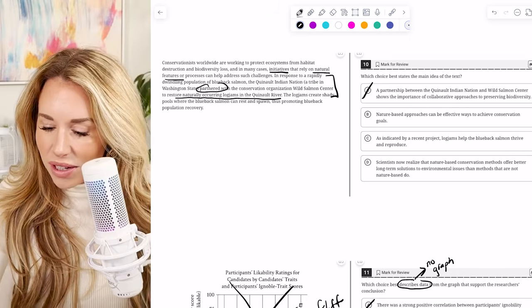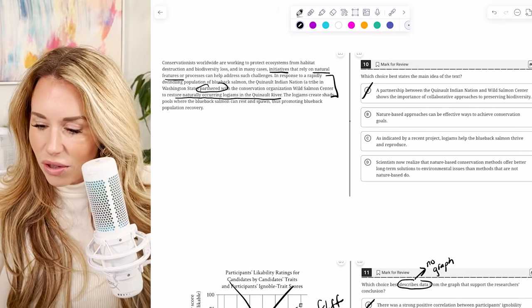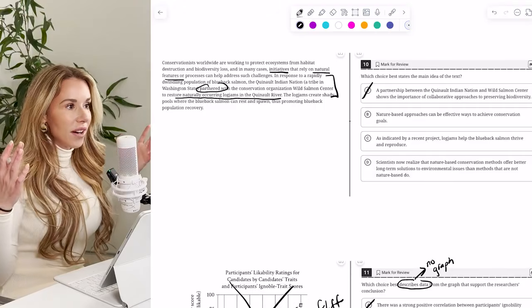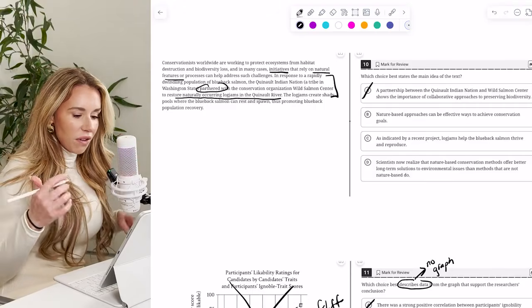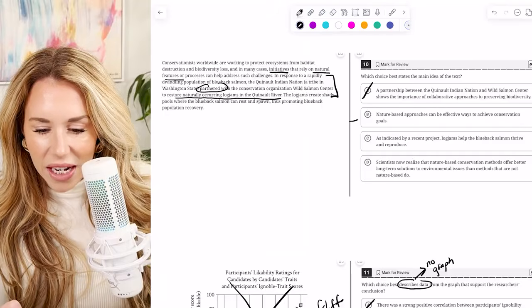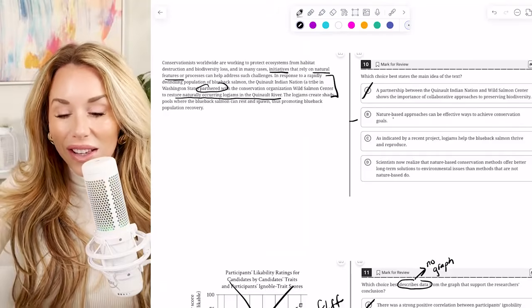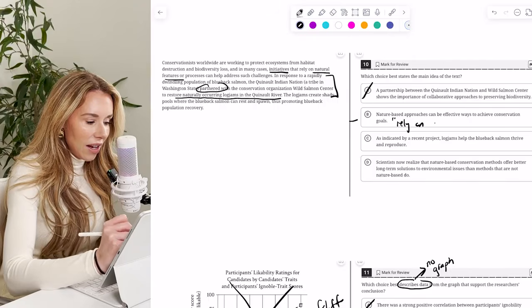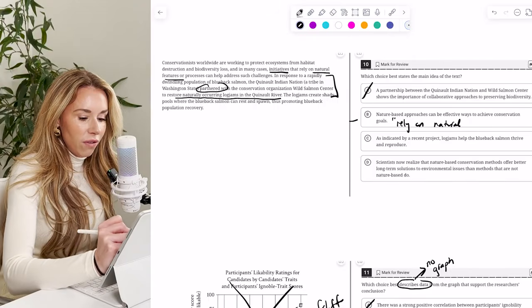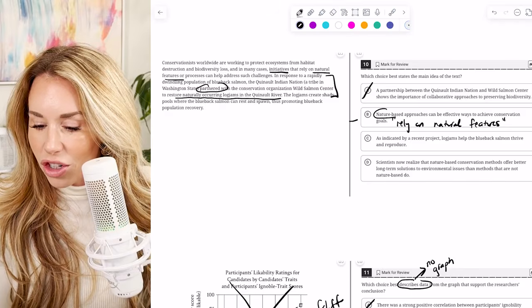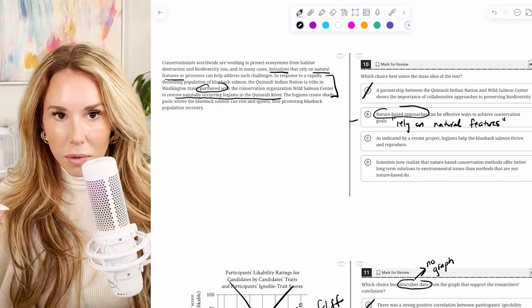B says nature-based approaches can be effective ways to achieve conservation goals. That sounds like a broader statement. I like that more for a main idea. And that's exactly what they did in that partnership. And that's exactly what the first sentence talks about. It says, rely on natural features. That's basically your synonym for nature-based approaches. So I'm going to hold B.